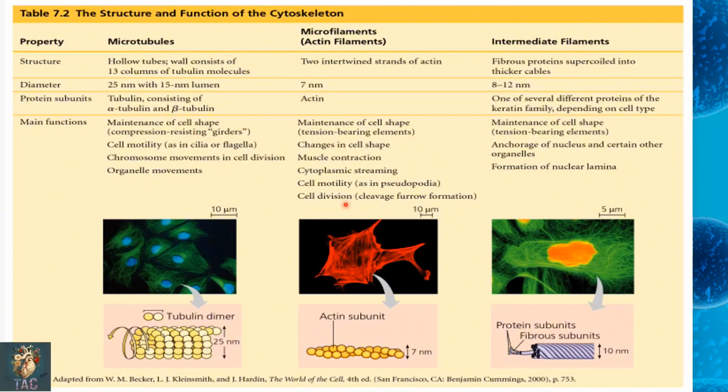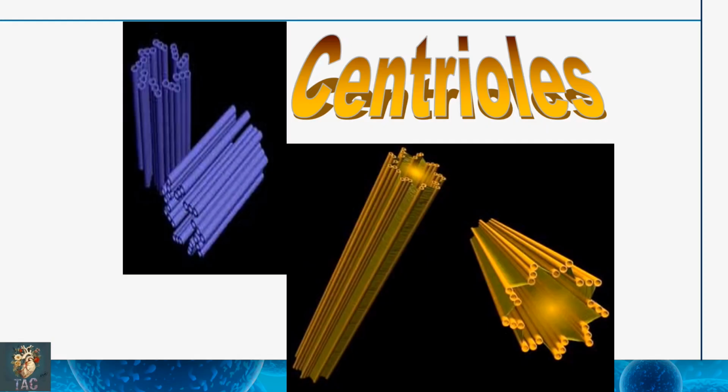In the case of the microfilaments, the functions are maintenance of the cell shape, that is tension bearing, change in cell shape like muscle contraction, cytoplasmic streaming, cell motility and helping in the cell division. Then the intermediate filaments maintain the cell shape, anchor the nucleus and certain other organelles, and form the nuclear lamina. So now we move on to the centrioles.